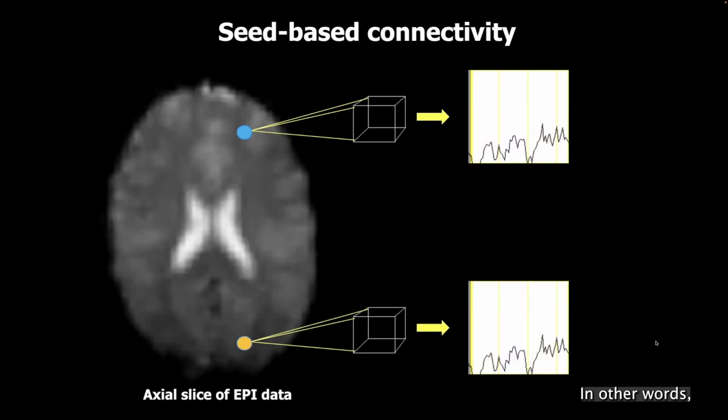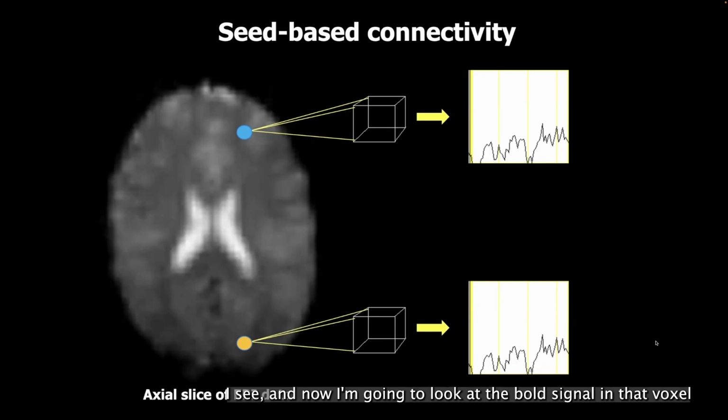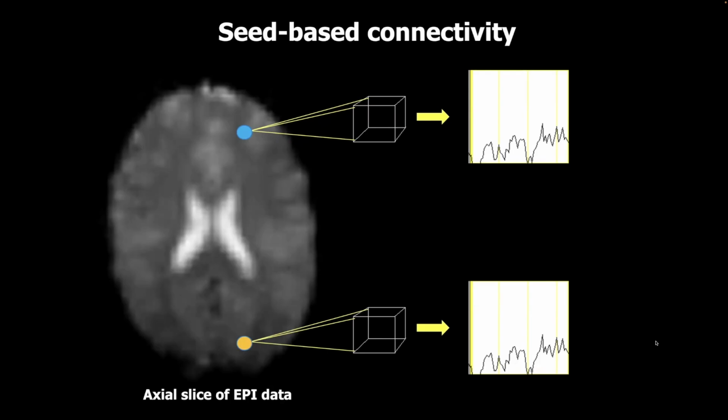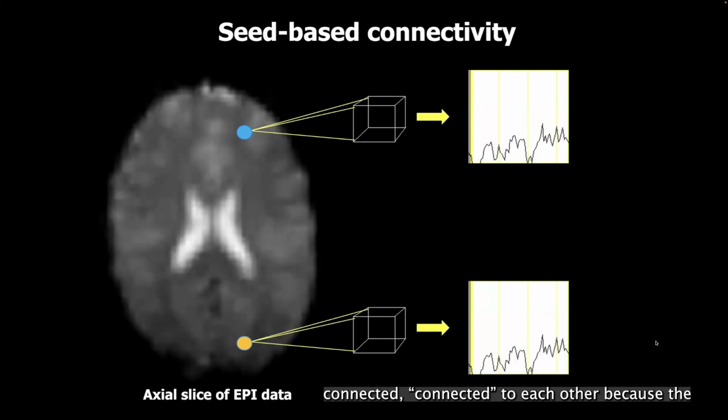In other words, this is one voxel that's taken from my area of interest, my seed, and now I'm going to look at the BOLD signal in that voxel, and I'm going to compare it all across the brain and see if others are related. And these data are fake, but you can see that these are highly related. In fact, they're identical. So this would be very highly correlated. These two areas would be connected, quote unquote, connected to each other because the signals look similar.